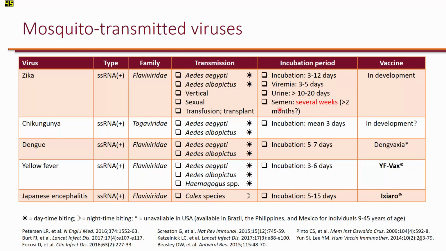Now, in the semen, the Zika virus is reported to stay for several weeks. Latest reports suggest that it may actually stay in the semen for longer than 2 months.